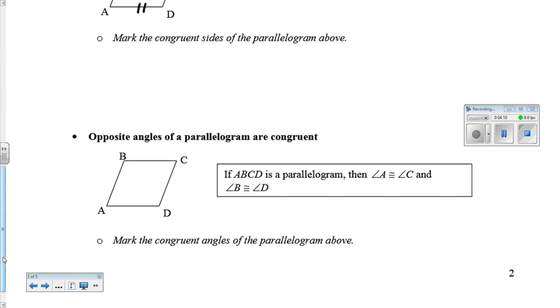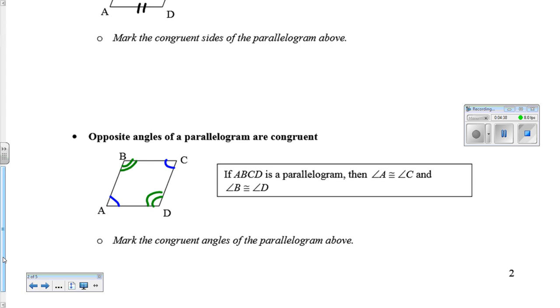All right, our third property: opposite angles are congruent, same measure. So angle A is congruent to angle C. So if I tell you angle A is 30 degrees, what's the measure of angle C? If you said 30, you are correct. And angle B is congruent to angle D. Opposite angles, meaning they don't touch each other at all. They don't share a common side.